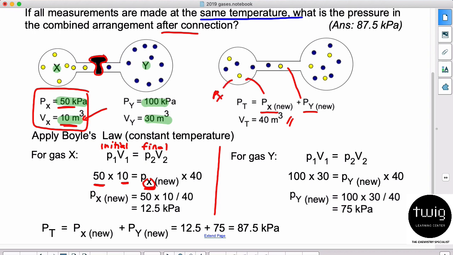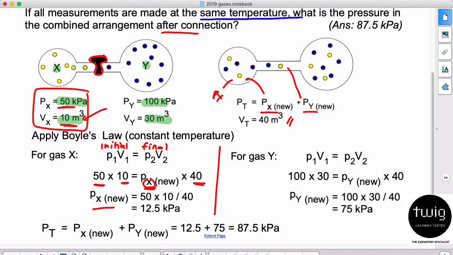But the volume is not 30 or 10. It's actually 40 now. So you can calculate the pressure due to gas X. Do the same for Y. Once you do that, you just add them up and then you get the total pressure. Make sense? But you have to do the gases individually, initial and final, and then for the individual gases, you add them up.